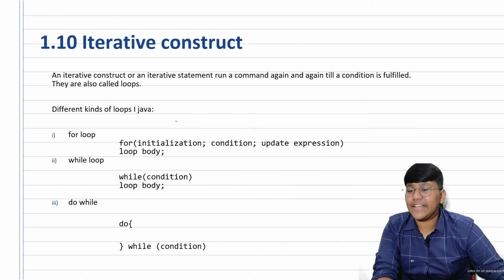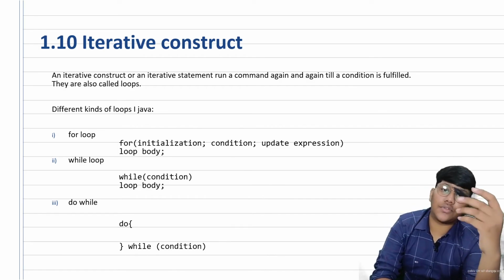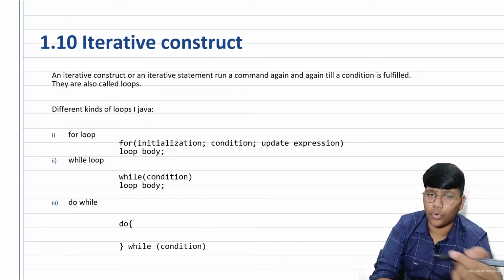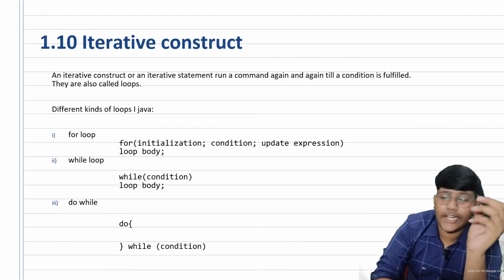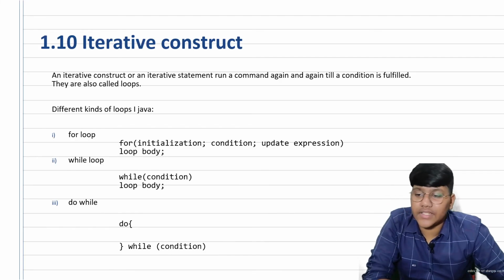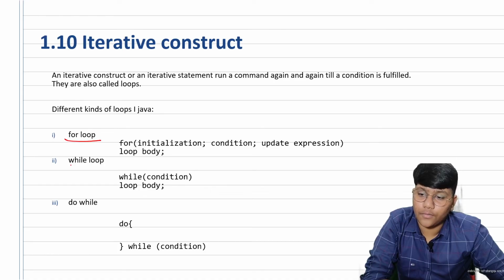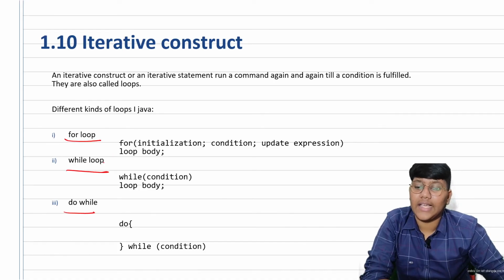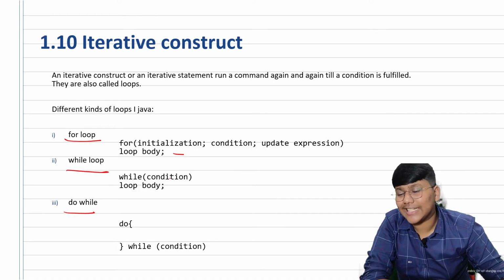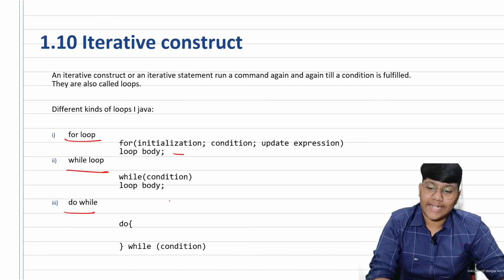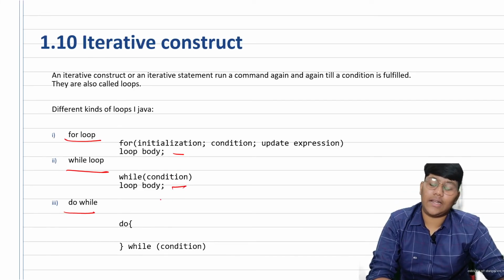Now comes iterative constructs. There are some things that you want to do again and again in a program. So those are called iterative constructs. There are different types of loops: for loop, while loop, do while loop. In for loop, this is the syntax. While loop, this is the syntax. Do while loop, this is the syntax.